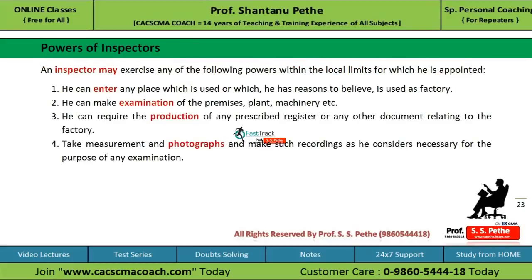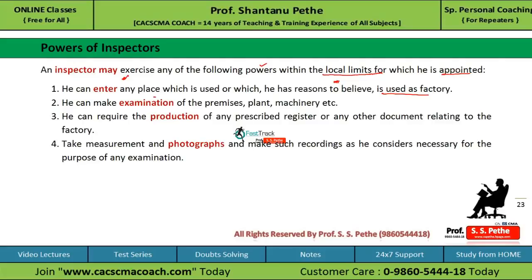Now let's see the power of inspector. An inspector may exercise any of the following powers within the local limit for which he is appointed. First, he can enter any place which is used or which he has reason to believe is used as a factory. तो कोई भी जगह जो फैक्ट्री है या उसे ऐसा लगता है कि it can be a factory, he can enter into that premises.